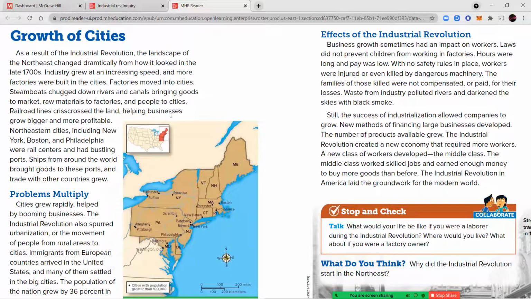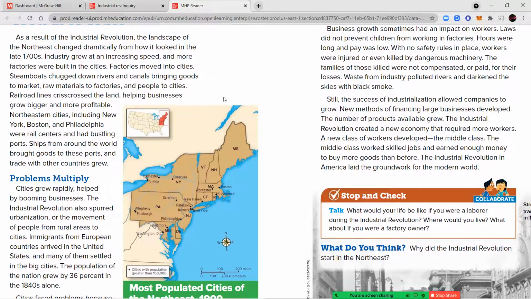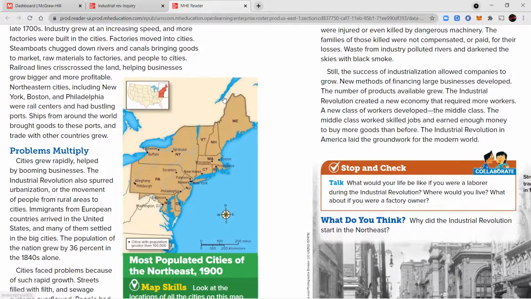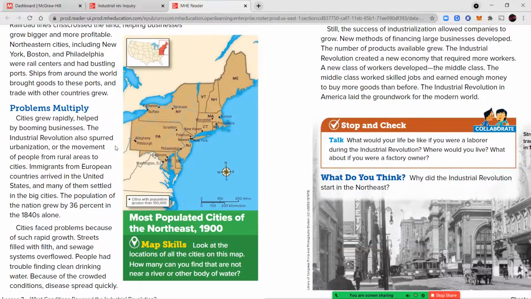Railroad lines crossed the land, helping businesses grow bigger and more profitable. Northeastern cities, including New York, Boston, and Philadelphia, were rail centers and had bustling ports. Ships from around the world brought goods to these ports, and trade with other countries grew.